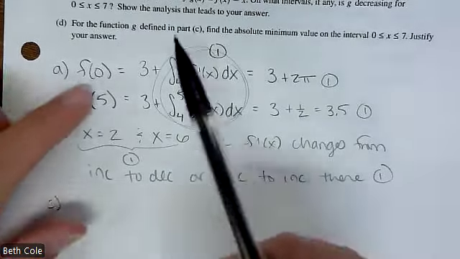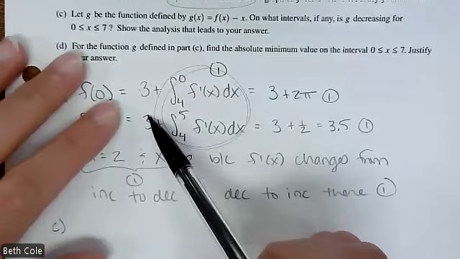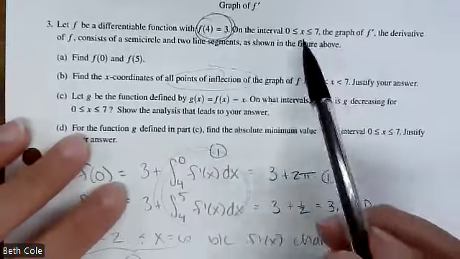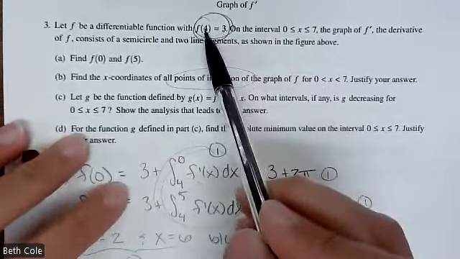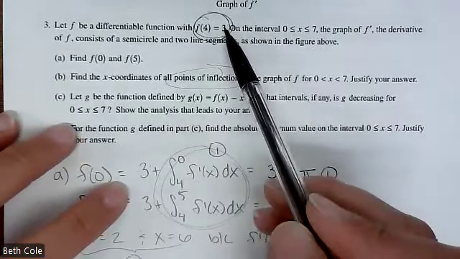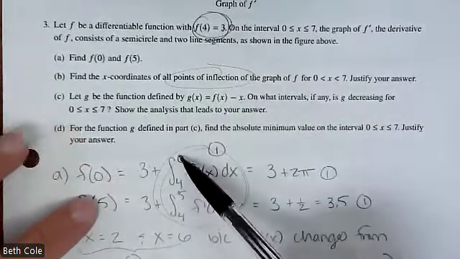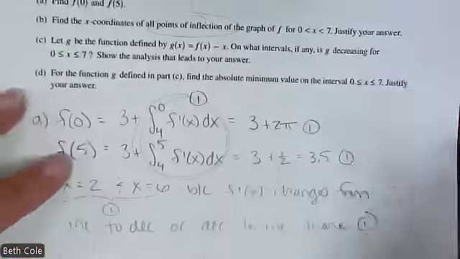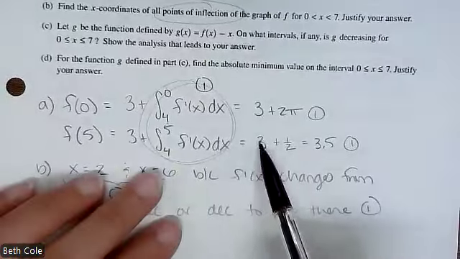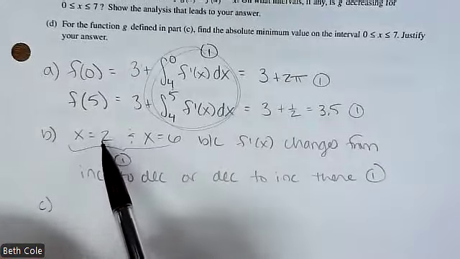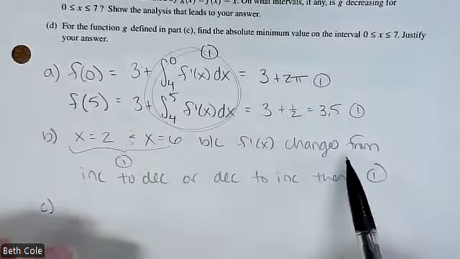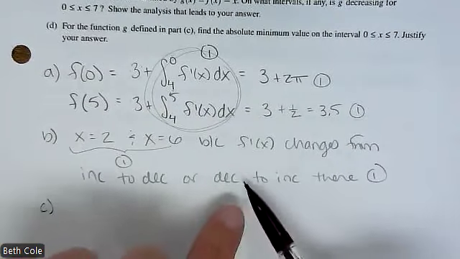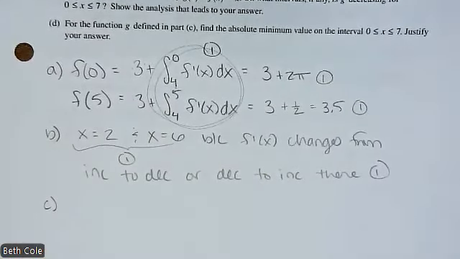You'll all be okay. So for this one, your initial condition was 3, and then your accumulation starts at 4. So 3 plus, and then 4 to wherever. So 4 to 0. We came up here and found our areas. That one was 3 plus 2 pi. This one was 3 plus a half. Here we get 2 and 6. Your derivative changes from increasing to decreasing or decreasing to increasing there. Cool, got us caught up.